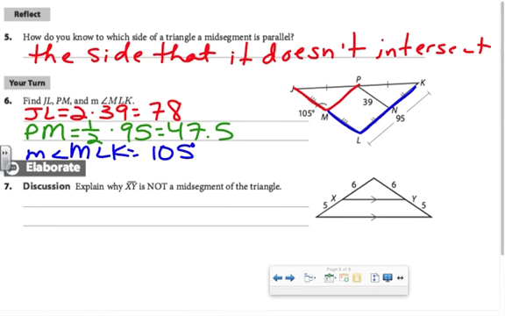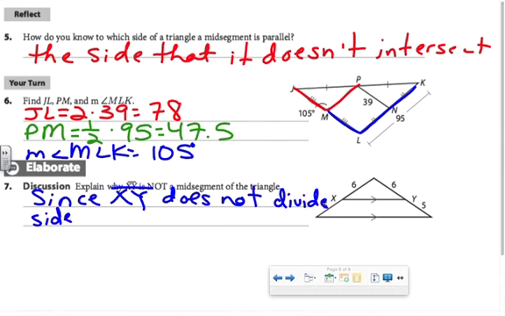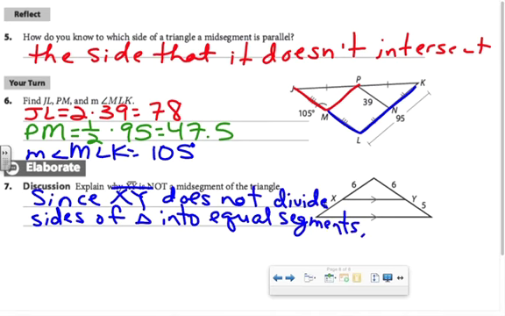In the last example, we're asked to explain why XY is not a midsegment of the triangle. Since XY does not divide the sides of the triangle into equal segments, X and Y are not midpoints.